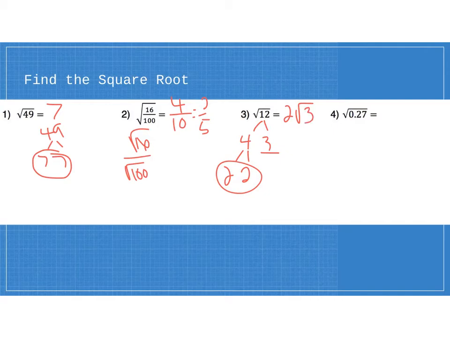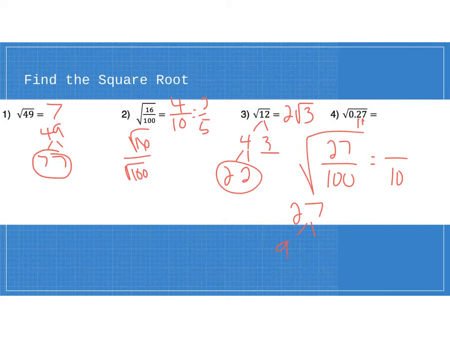Now this 0.27, we've done a little bit where we can rewrite that as a fraction. So 0.27, this is the tenths place, this is the hundredths place. So you get 27 over 100, all under the square root. And we know that square root of 100 is 10, but 27 we need to break down. And that gives us 9 and 3. And 9 is 3 and 3. So there's my pair. And so I get 3 with a square root 3 left.